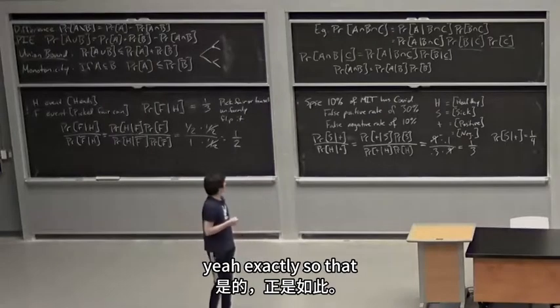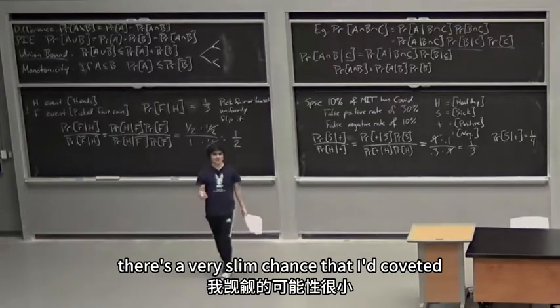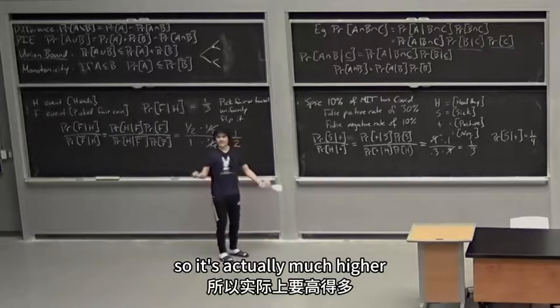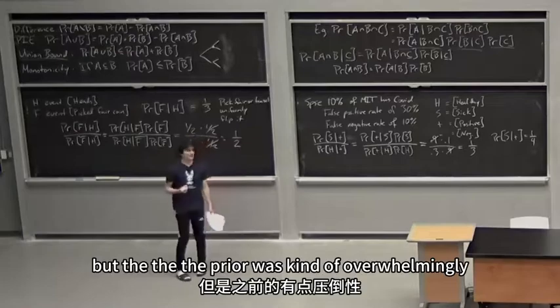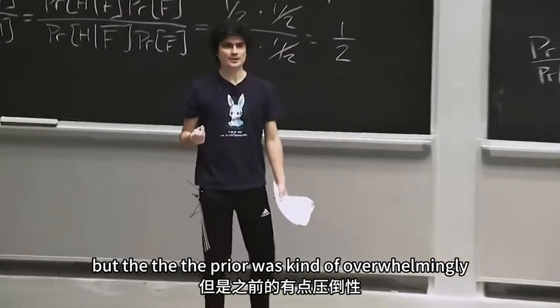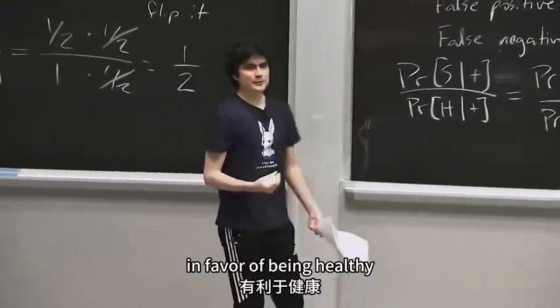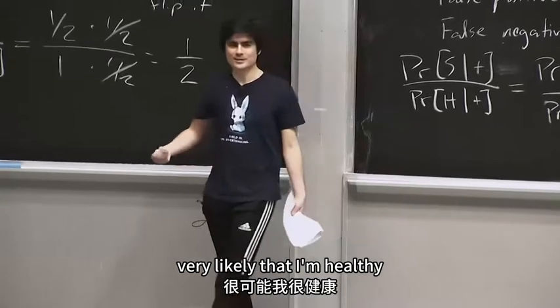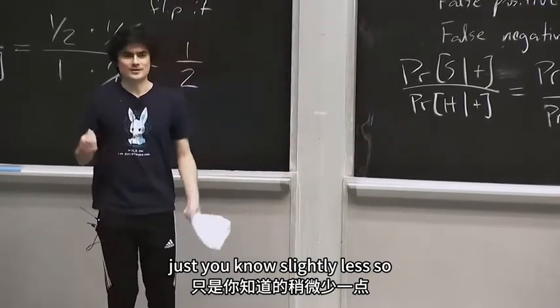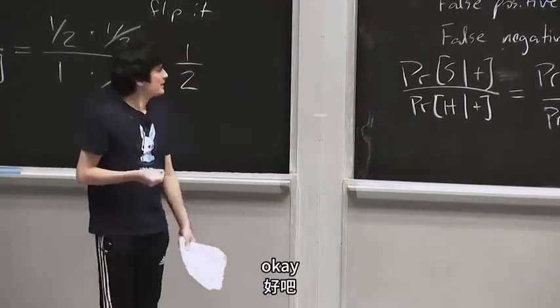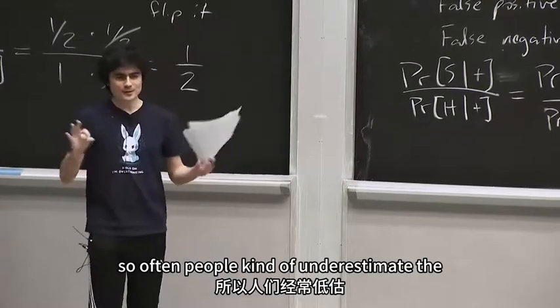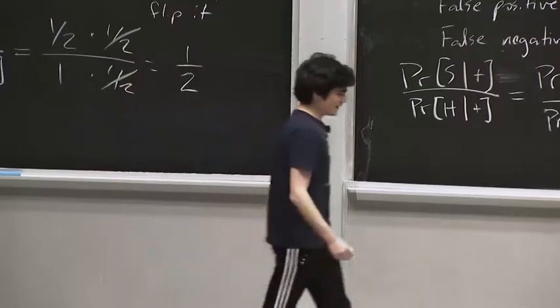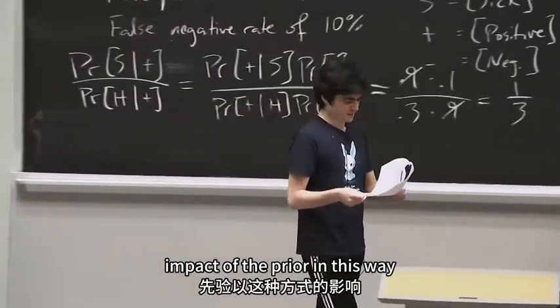Yeah, exactly. So there's a very slim chance that I had COVID to begin with. So it's actually much higher now that I've got a positive result. But the prior was kind of overwhelmingly in favor of being healthy. And so it's still very likely that I'm healthy, just slightly less so. Okay? So often people kind of underestimate the impact of the prior in this way.